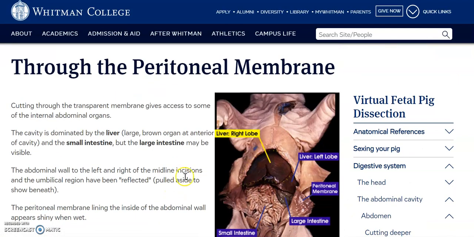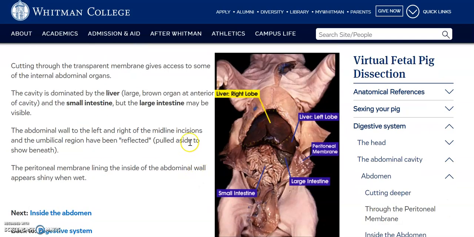Okay, so we've cut through. You can see the membrane kind of pushed to the side. Automatically, what you're going to see is the liver. The liver is pretty huge, okay? So there are different lobes for your liver.